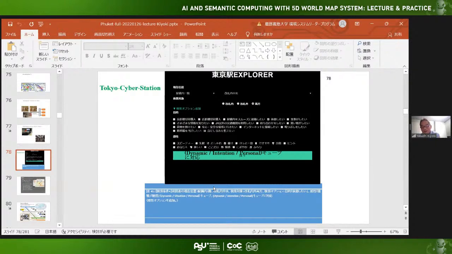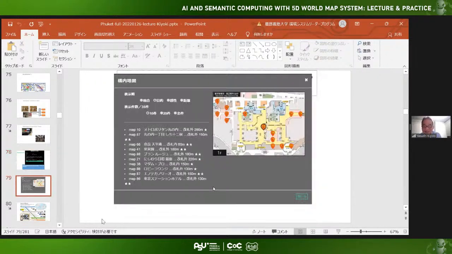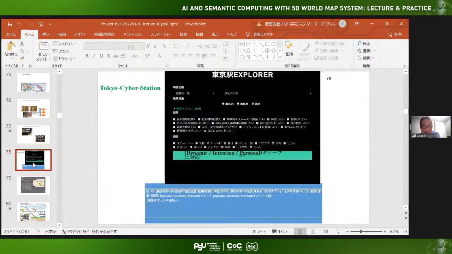That's why we don't need to support the language translation, language interpreter. So Thai people can utilize the 12 Thailand keywords, and you can access the recommended place like this. So this is our idea. So we focus on only 12 important key impression words for foreign tourists.